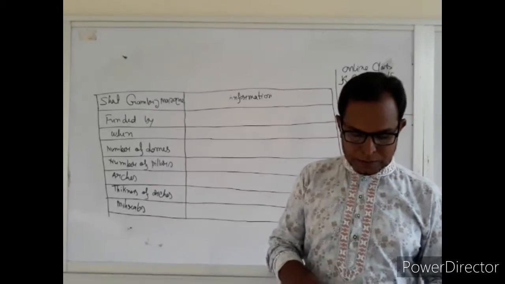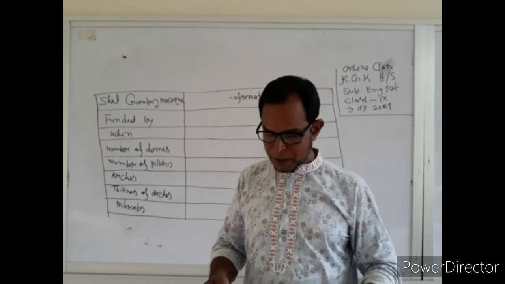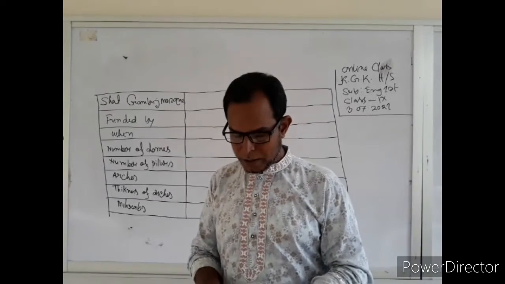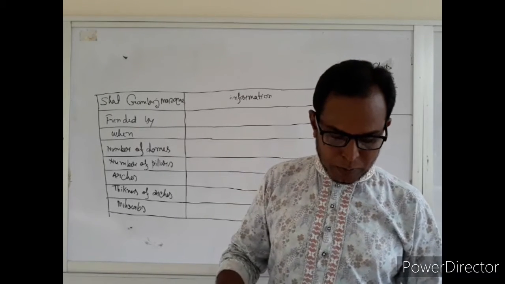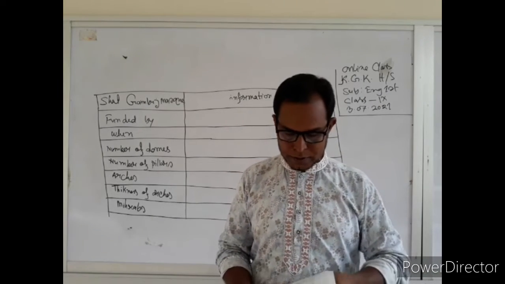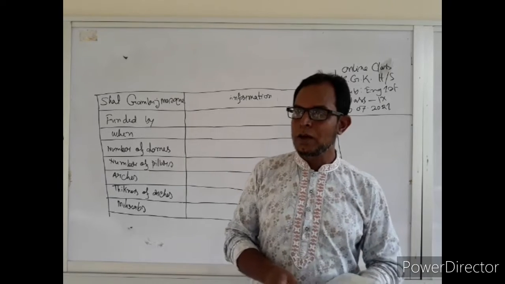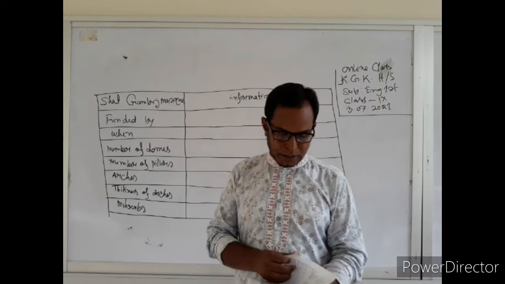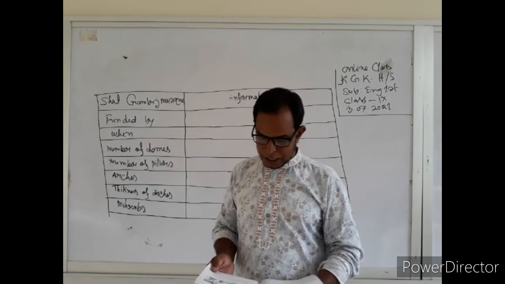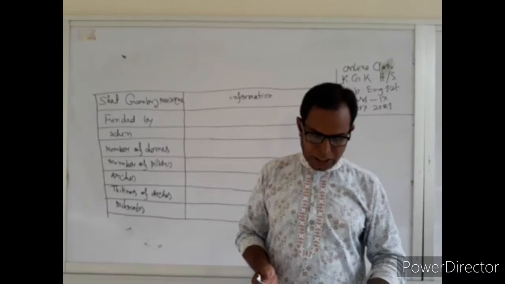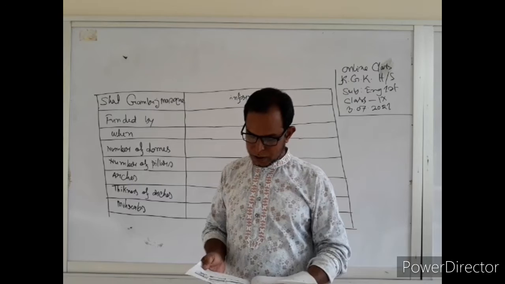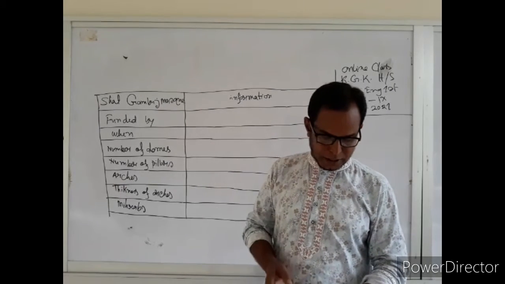Our today's class is for the students of class 8, English first paper, Unit 8. The name of the lesson is World Heritage. Dear students, we know that in our country some monuments are world heritage, like Shait Gumbad Mosque, Star Mosque, Sundarbans, Cox's Bazar Sea Beach, etc.